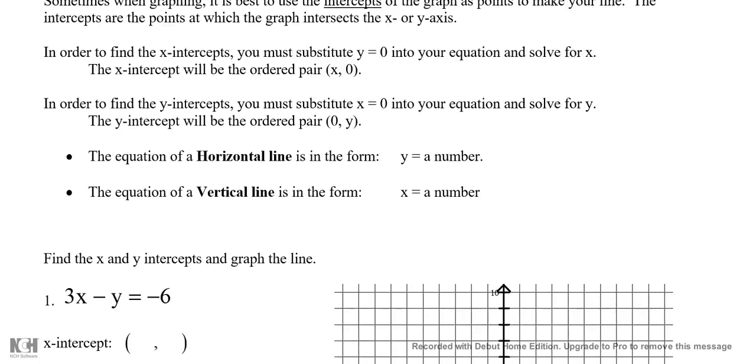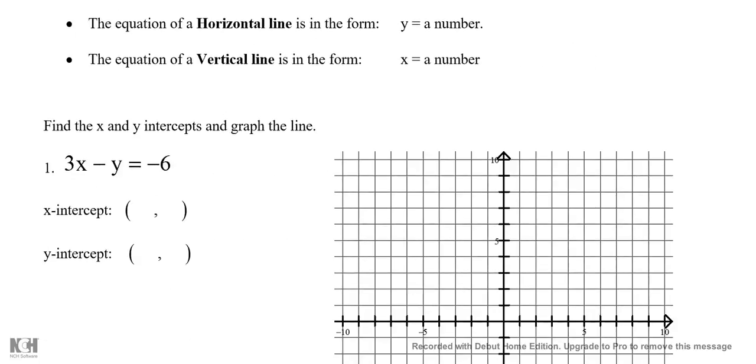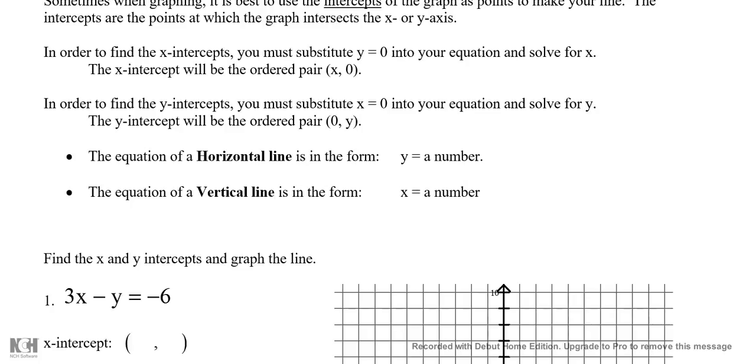Sometimes when we're graphing these lines, it's best to use what they call the intercepts of the graph. The intercepts are the points where the graph will cross either the x or y axis. To find the x-intercepts, you plug a 0 in for y, solve for x. It will be of the form whatever you get for x, 0. There'll be a number here. To find the y-intercepts, you substitute 0 in for x and solve for y. So we plug a 0 in for x, and whatever we get for y is our y-intercept.